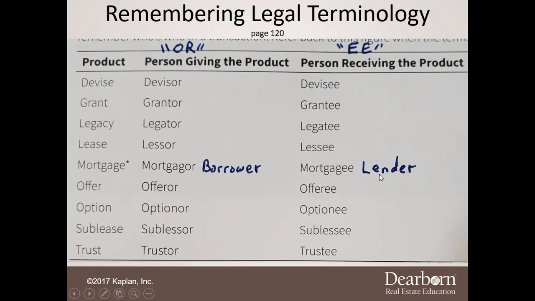But if you don't want to remember that whole story, it's easy to remember just by remembering the little rhyme or what have you. Just sing it out. The mortgagor is the borrower.